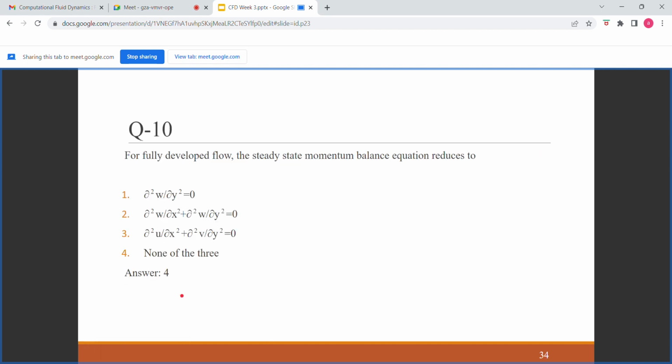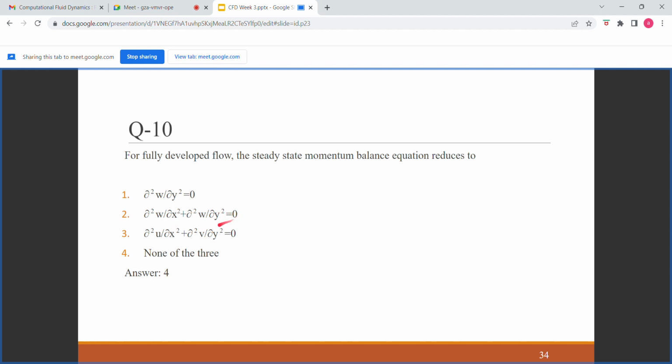For a fully developed flow, the steady state momentum balance equation reduces to which of the following equations? It is given that for a fully developed flow, the flow is steady state. So the first option is ∂²W/∂Y² = 0, or ∂²W/∂X² + ∂²W/∂Y² = 0.